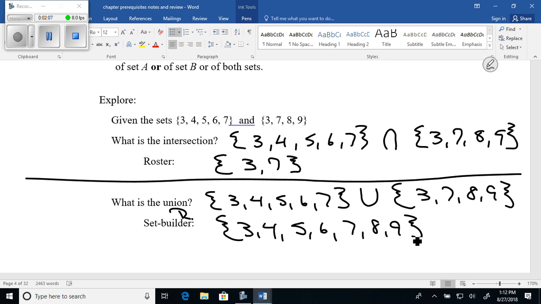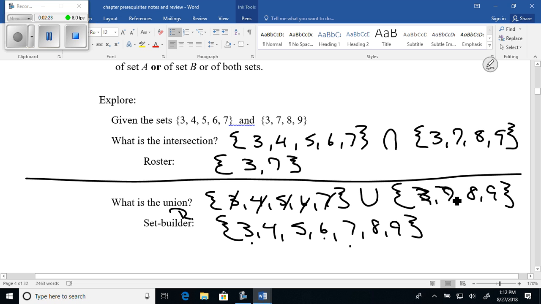So you go through. We have 3, I wrote it down. 4 is written down. 5 is written down. 6 is written down. 7 is written down. 3, I already have, so do I need to write it again? No. 7, already have. 8, got it. 9, need, so we have to write it. Union just means you have to list everyone that's in both of them.